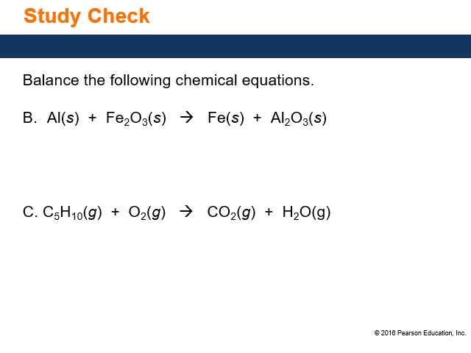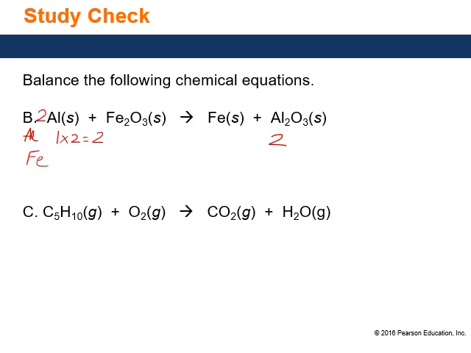Let's try a couple more examples. For example, aluminum plus iron oxide gives me iron and aluminum oxide. Again, I'm trying to go over tricks using these examples. So aluminum here is 1, aluminum here is 2, which means I need to make this 2, so I should multiply this by 2, which puts 2 in the front.